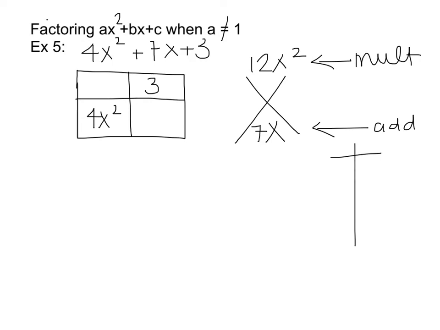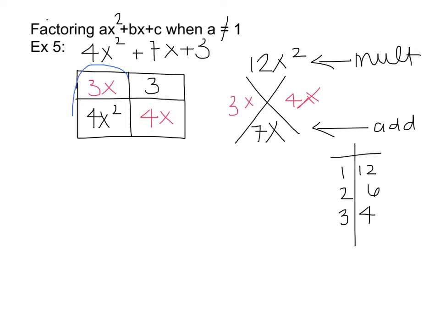So 1 times 12 is 12, but 1 plus 12 or 1 minus 12 does not give me 7. 2 times 6 gives me 12, but 2 plus 6 is 8. 2 minus 6 gives me a negative 4, so close but not quite. 3 times 4 gives you 12, and 3 plus 4 gives you 7. So I write positive 3x, positive 4x. It does not matter where you place those in your box, so I write 3x and 4x.